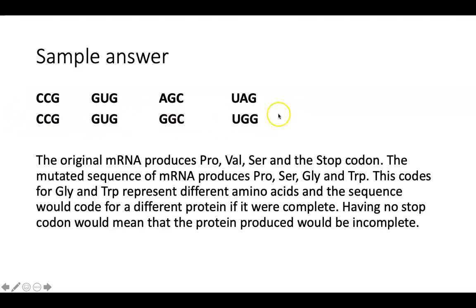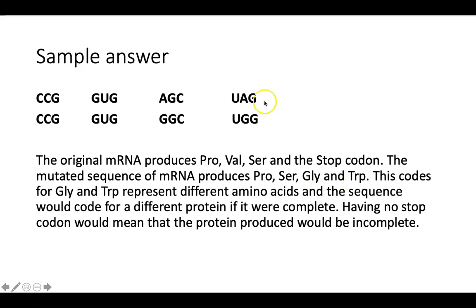It was okay if you just had the mutated strand, but somewhere for a mark we were looking for you to replace those A's with the G's to show the mutation that had occurred. Now, the original mRNA produces pro, val, ser, and stop codon. The mutated sequence of mRNA produces the new amino acids, pro, ser, gly, and trip. These codes for gly and trip represent different amino acids, and if we've got different amino acids in the sequence, then that's going to lead to a different protein at the end.